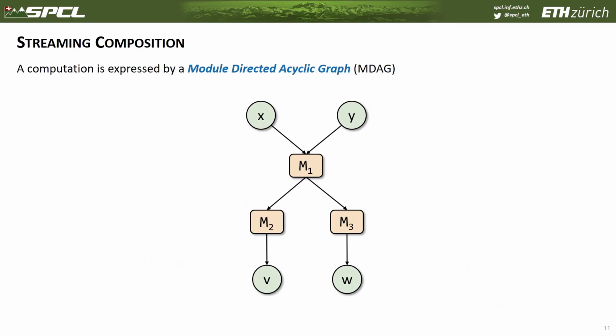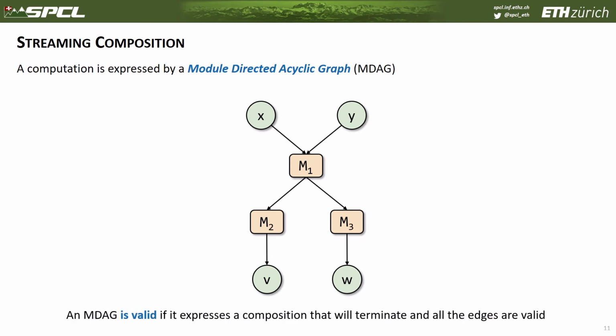To reason about this streaming composition, we introduced this concept of module directed acyclic graph. So the computation is expressed by this DAG where the source and the sink nodes are interfaces to and from the DRAM, and the inner modules represent modules that perform the computation. In our case, they will be FBLAS modules. Now, an MDAG is valid if it expresses a composition that will terminate and all the edges are valid, meaning that the number and the order of elements that are produced on an edge is identical to the number and order of elements that are consumed.